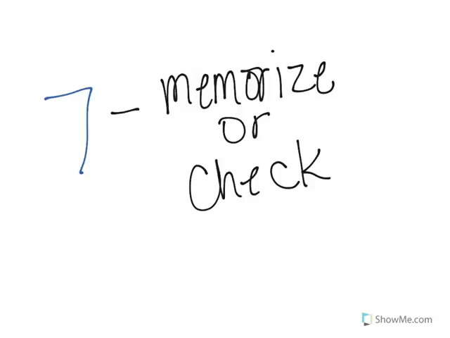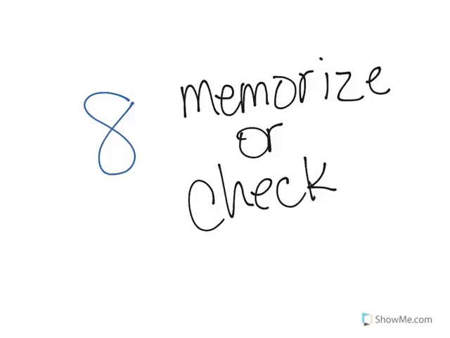There's not a really good, easy rule to remember for your 7s. So with 7s, you'll just need to memorize your multiples of 7. And if it's a larger number, you're just going to have to check by dividing. For 8s, you're also going to just have to memorize your multiples of 8. And for larger numbers, check by dividing the number by 8.